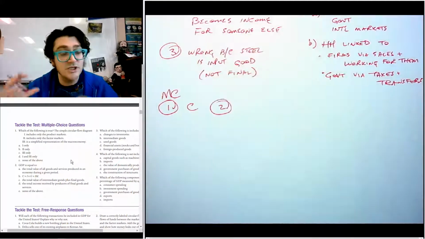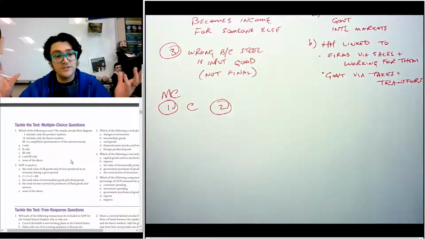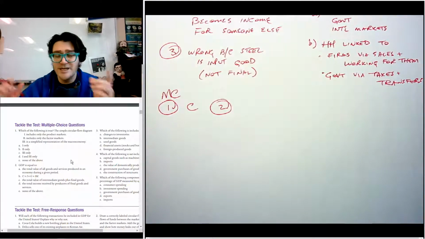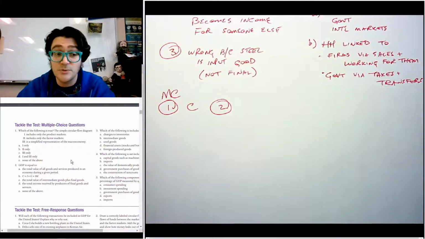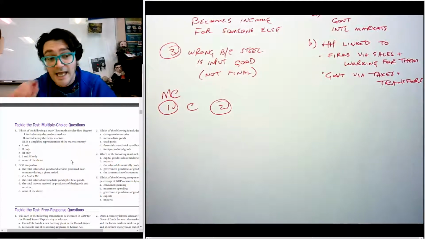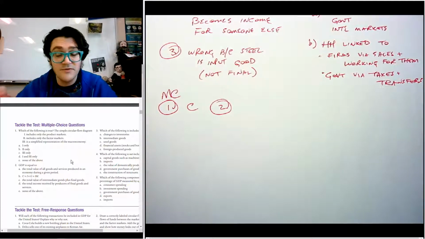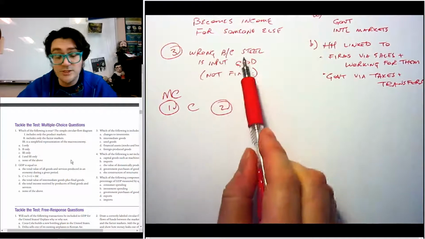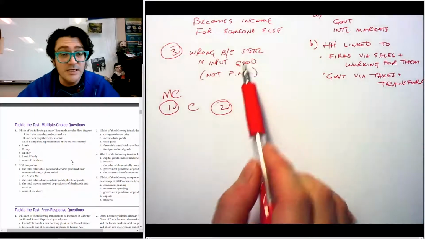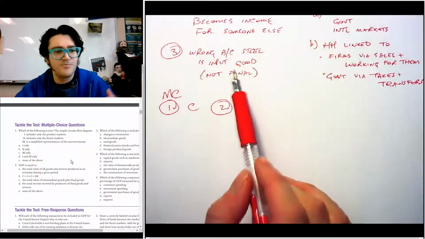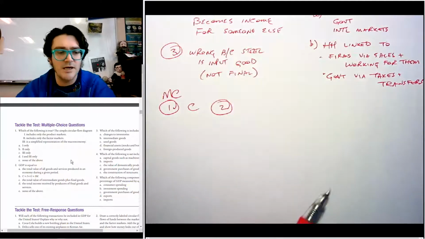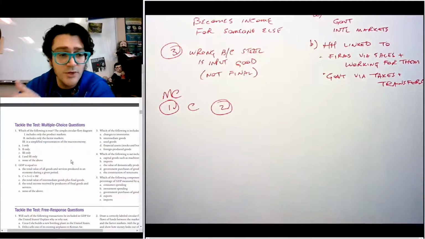Number 2 says GDP is equal to the total value of all goods and services produced in an economy during a given period. So close, and a lot of students get this one wrong. You're not going to get this wrong. A is not true. It's not the total value of all the goods and services. Remember, we just now talked about it doesn't include the steel. It doesn't include input goods. So it's not all goods and services produced in an economy. It's just the final ones. So we rule out A.